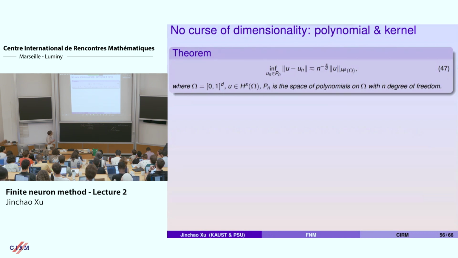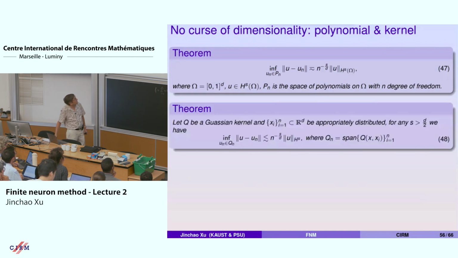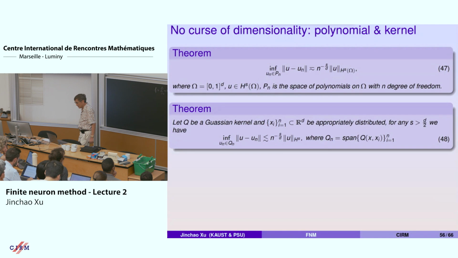With n degrees of freedom, you still get a negative s over d. Yes, if my Sobolev derivative is like s equal to 10 or 2, you have the curse of dimensionality. You can also do other things, like radial basis or Gaussian kernel. You also have the reproducing kernel Hilbert space. That kind of space requires smoothness.